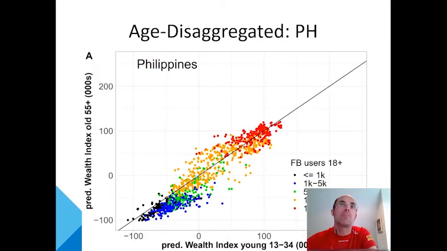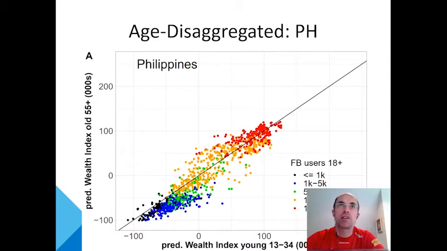What about other demographic disaggregation? So here I'm showing age disaggregated predictions, where wealth index predictions for older people are on the y-axis, younger people on the x-axis, where in rural areas, the model predicts higher for younger people, whereas in urban areas, it's about equal, or if anything, probably older people are at an advantage. So again, this would be interesting to validate, if this actually checks out.